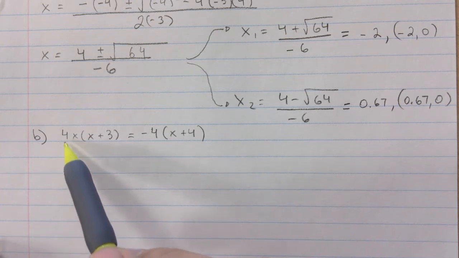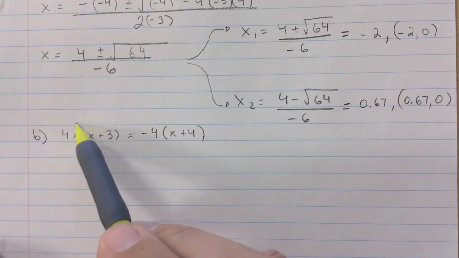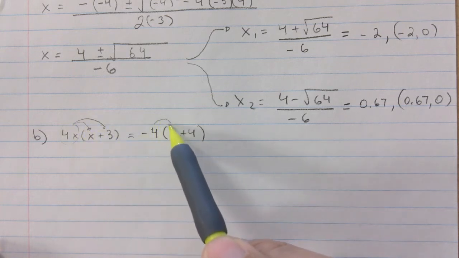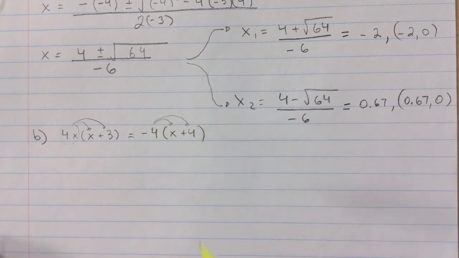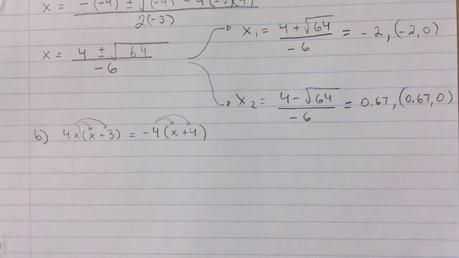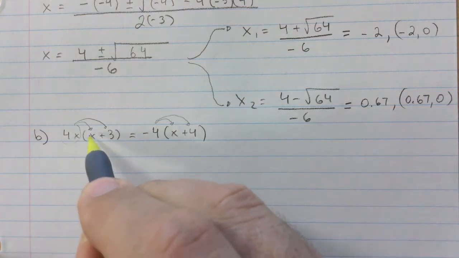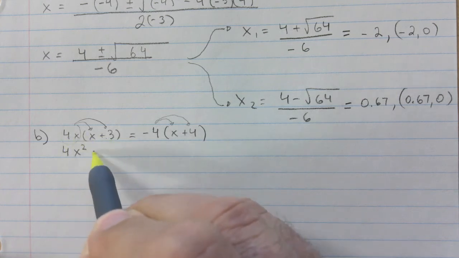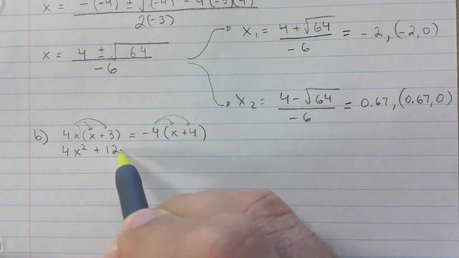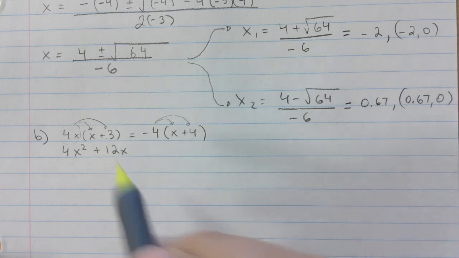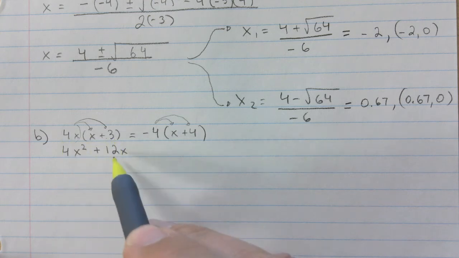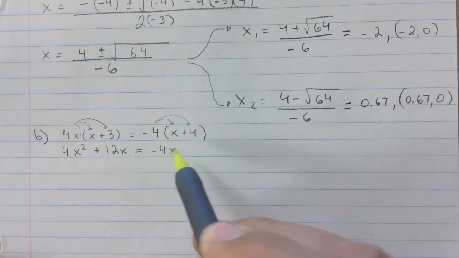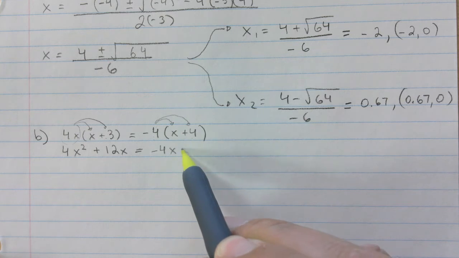And here what you do is, this is going to distribute across that. That's the first thing you do. You make sure you distribute and you basically expand it, right? So 4x times x would be 4x squared. 4x times positive 3 would be 12x, right? So it's just the coefficients, just the numbers that multiply here, and the x tags along. Okay. -4 times x would be -4x. -4 times positive 4 would be -16.